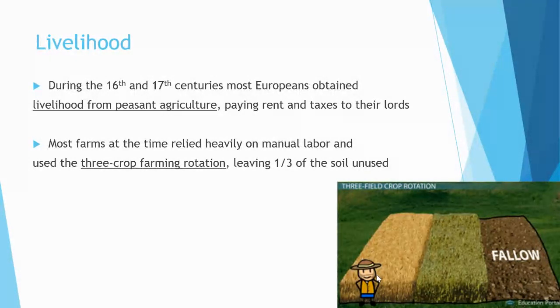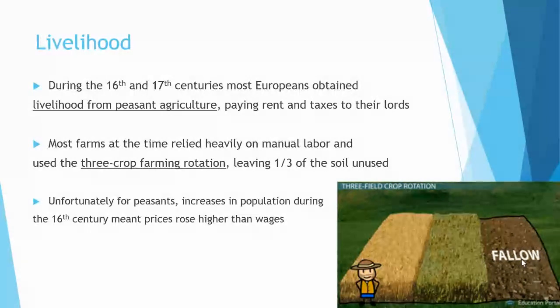Most farms at the time relied heavily on manual labor and used a three crop rotation system where basically, they would grow something here, and then leave the ground fallow or empty to let the nutrients replenish themselves. But it's wasting a third of the field. So eventually, next period, we're going to talk about the agricultural revolution where they replaced this three crop rotation system with a four crop rotation system.